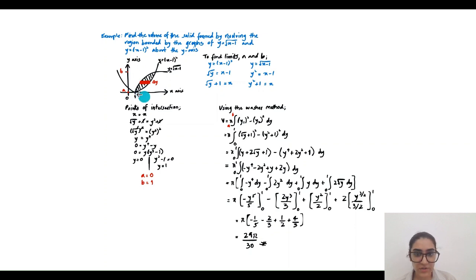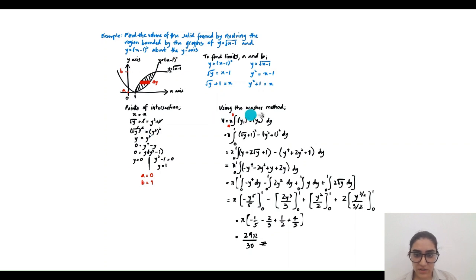To find the points of intersection a and b, we have to rewrite our equations in terms of y. We have to make x the subject here. Our first equation would be √(y) + 1 = x, while the second would be y² + 1 = x. To find the points of intersection, we equate x equals x. This gives us two values for y, 0 and 1. We know for sure that a is 0 and b is 1, our second point of intersection.